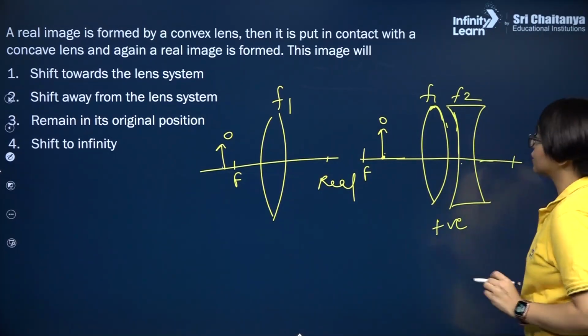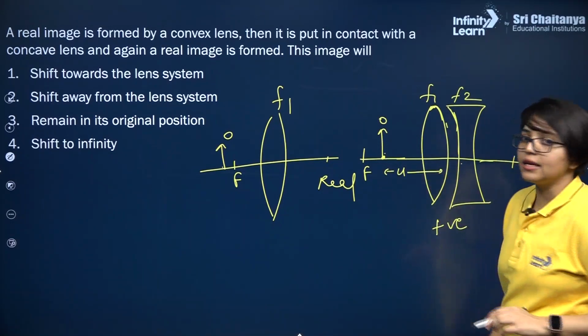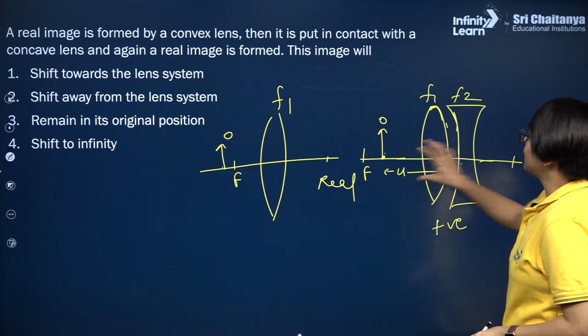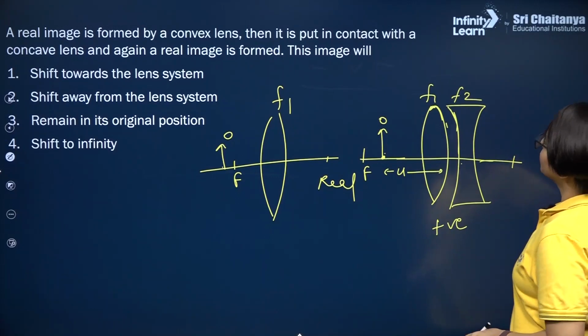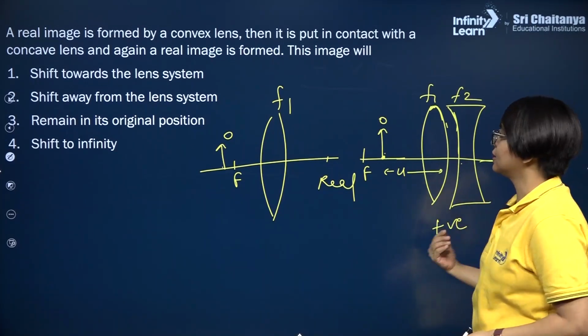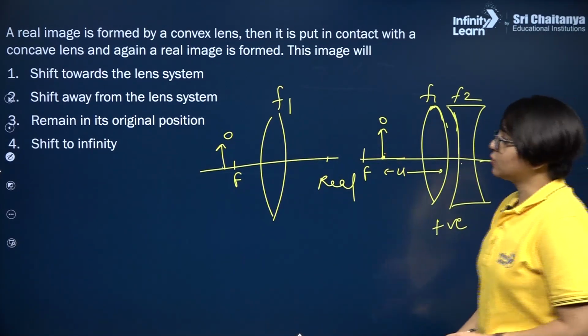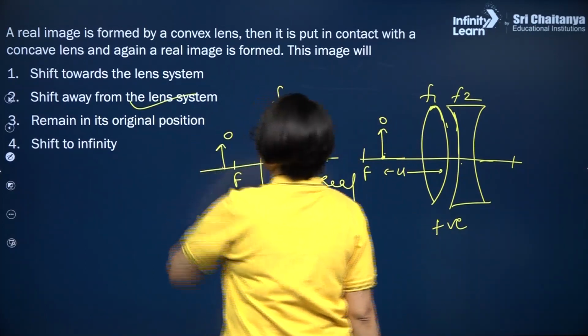Focus is shifting. So because of that, the value of u from this effective system will decrease, and because of that, the image will move away from the lens system. It will shift away from the lens system. As you bring closer, the image will move farther, right? So the correct answer is option 2.